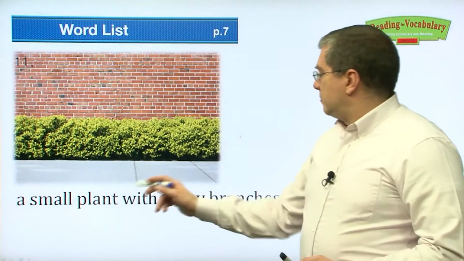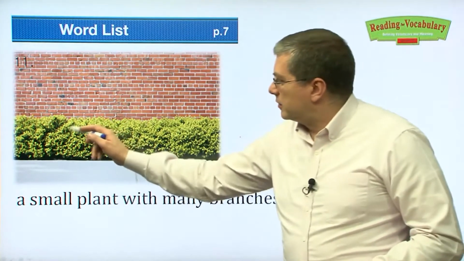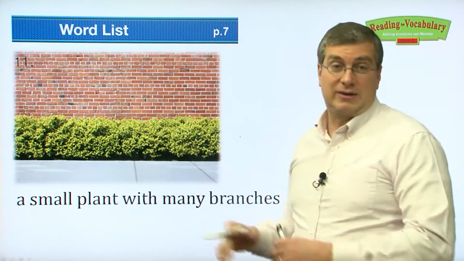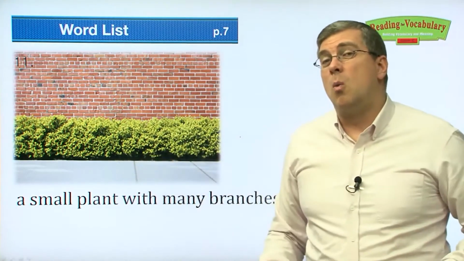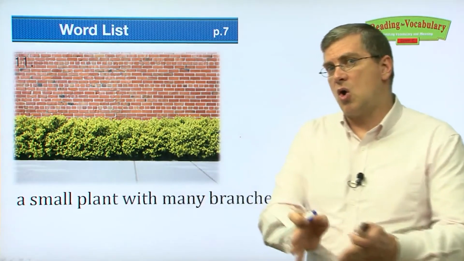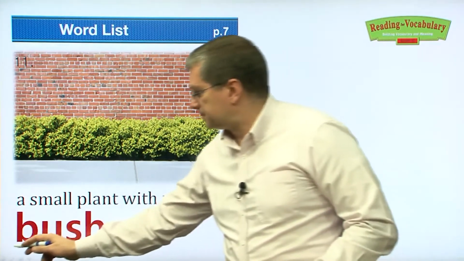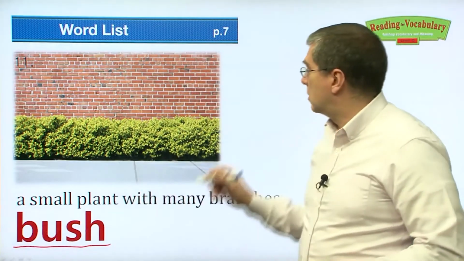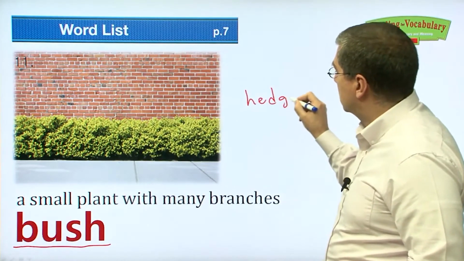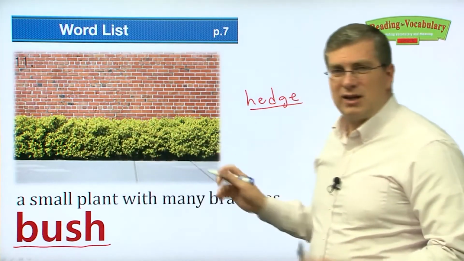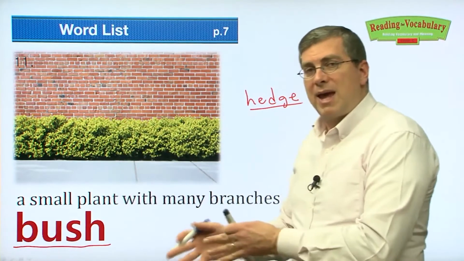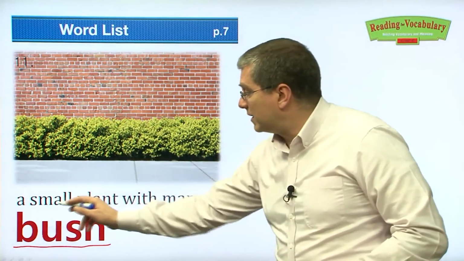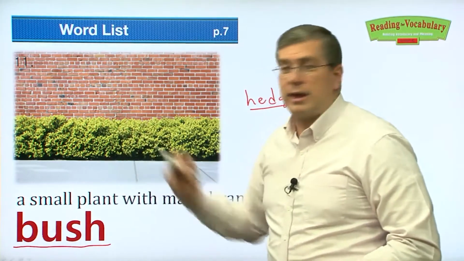Number 11, a small plant with many branches. So these are very common. We see these around buildings and in parks. People like to grow them because they form like a small wall, so people don't go over it. Of course, we call it a bush. Now, of course, these are little bushes. A lot of bushes in a line you call a hedge. A hedge, right? It's a line of bushes that people will make in a park or near a building, like a small little wall. A small plant with many branches, we call it a bush.